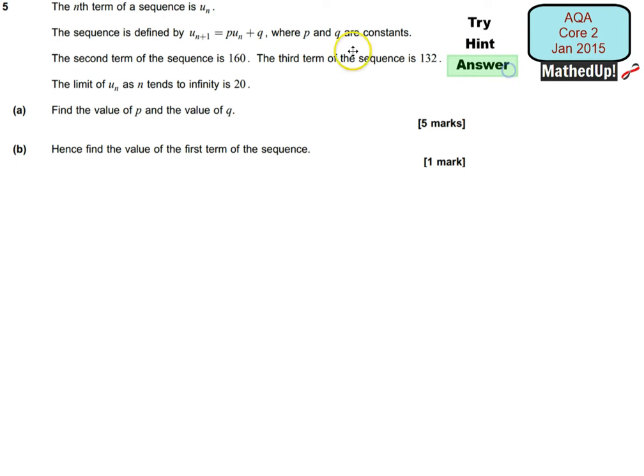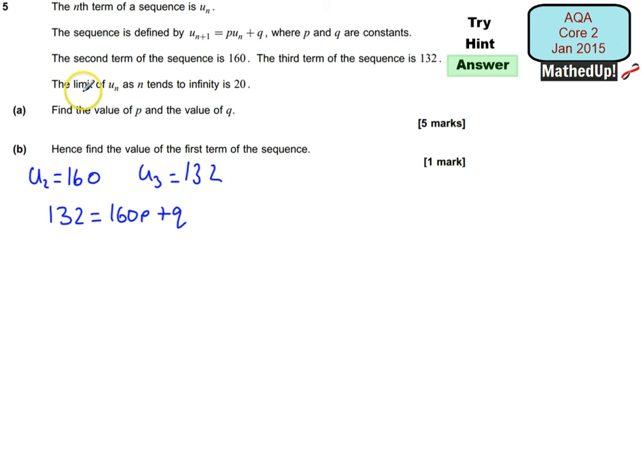For the last part of the video, I'm going to go through a full solution. So for part A, we need to find the values of p and q. The second term of the sequence is 160, so u2 is equal to 160, and we also know that u3 is equal to 132. So if I sub that in, I've got 132 is equal to p times 160, or 160p plus q. So that's one equation.